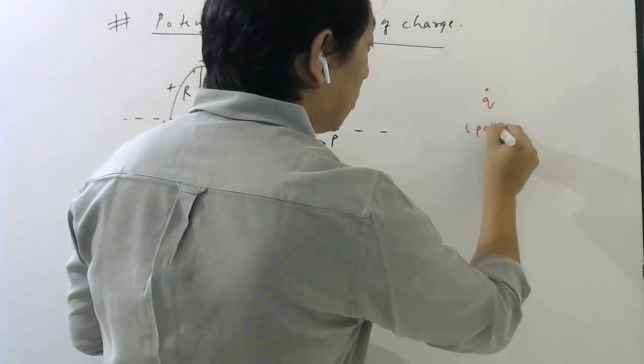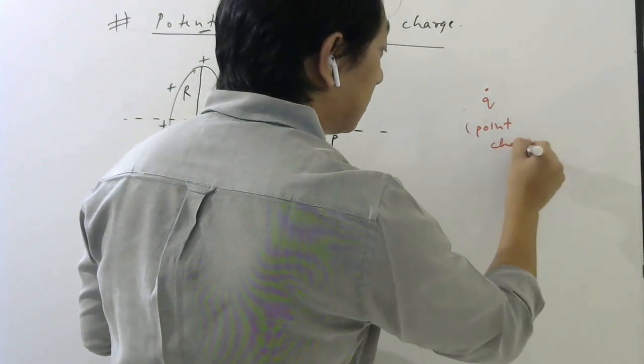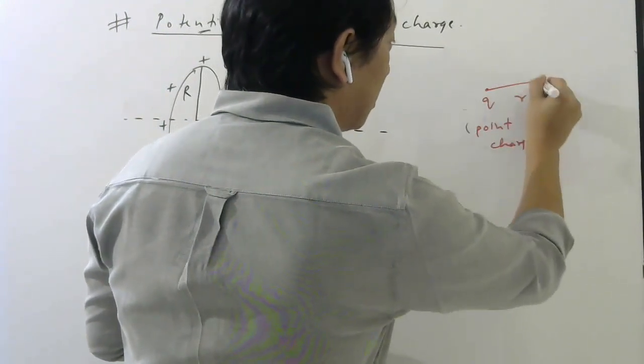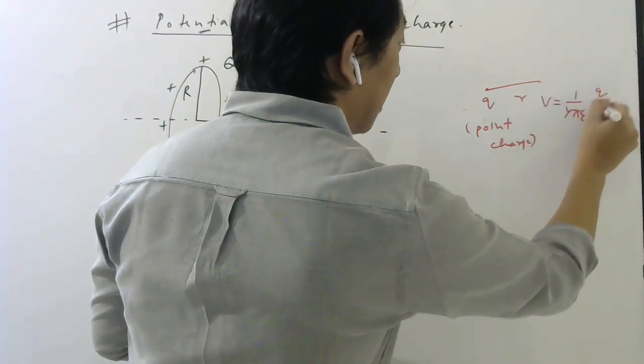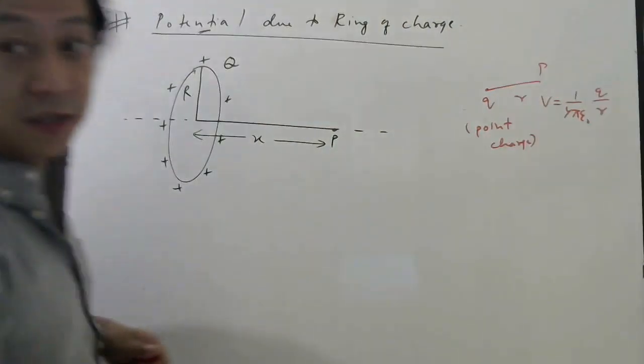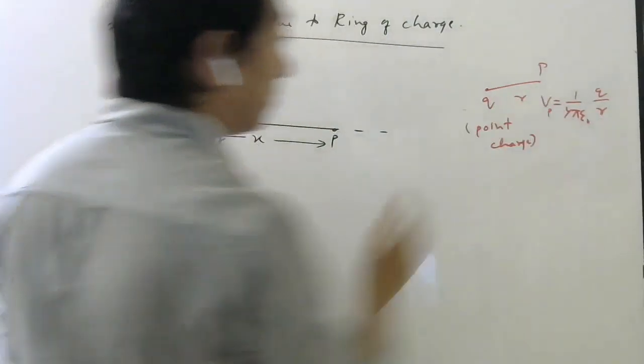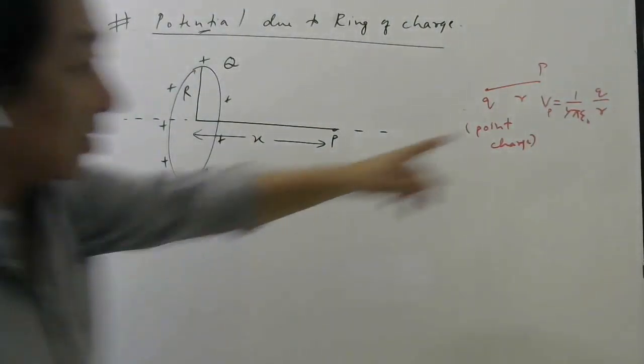So if you have a point charge at a distance r, what is the potential here? 1 by 4 pi epsilon naught q by r. Yes or no, students? This is the potential at point P. So we will use this definition.